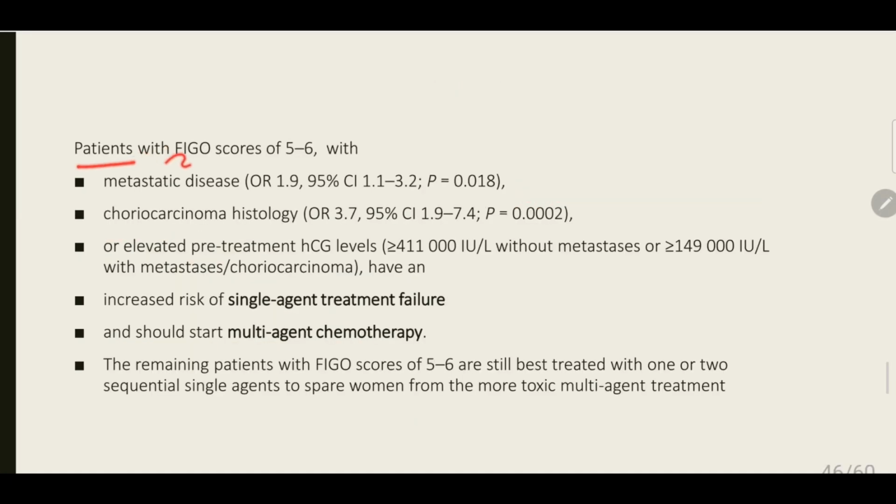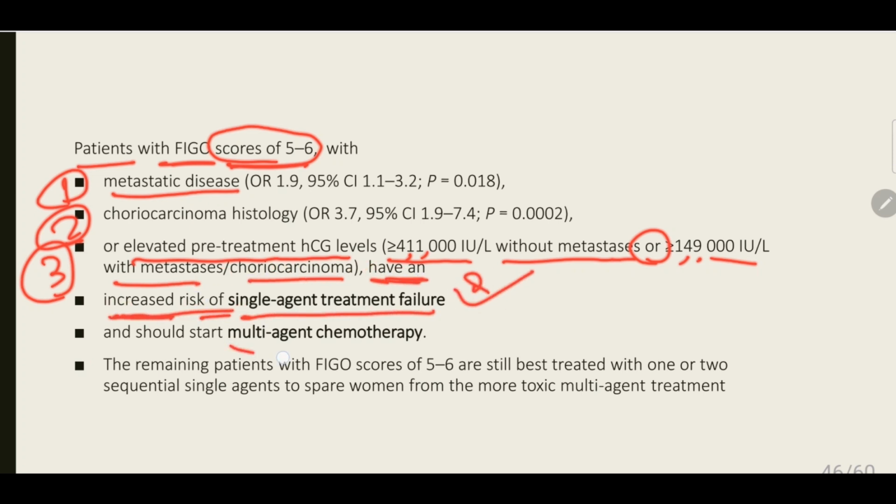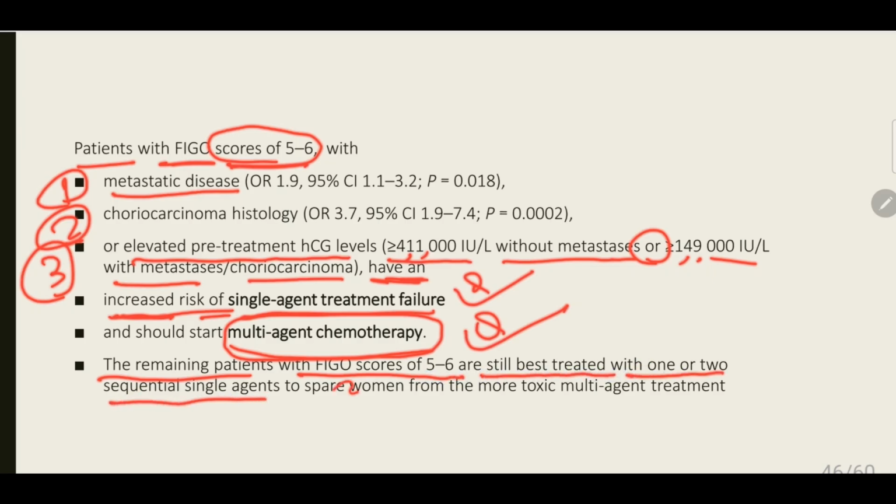Patients with FIGO score 5 to 6 with metastatic disease, with choriocarcinoma histology or elevated pre-treatment hCG levels, that is more than 411,000 without metastasis or 149,000 with metastasis or choriocarcinoma, have an increased risk of single agent treatment failure. So in those cases, instead of single agent, you should start multi-agent chemotherapy. The remaining patients with FIGO score 5 or 6 are still best treated with 1 or 2 sequential single agents to spare women from the more toxic multi-agent treatment.